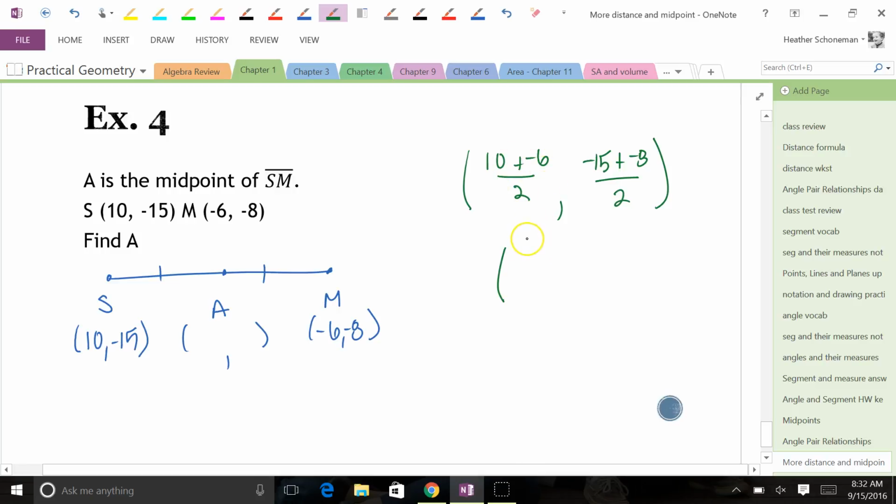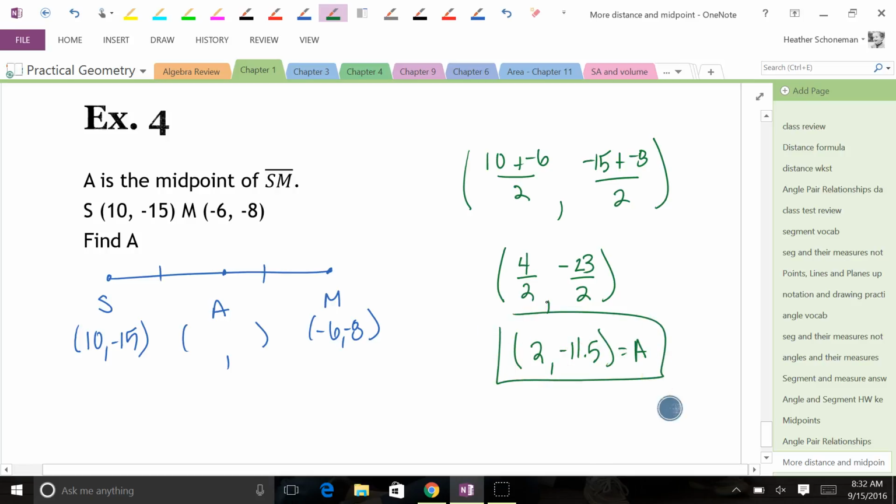Okay, 10 plus -6 is what? 4. So we have 4 over 2. And -15 plus -8 is negative what? 23. 4 divided by 2 is what? 2. And -23 divided by 2 is what? -11.5. And this is point A. And notice I write it with the parentheses with the comma in between.